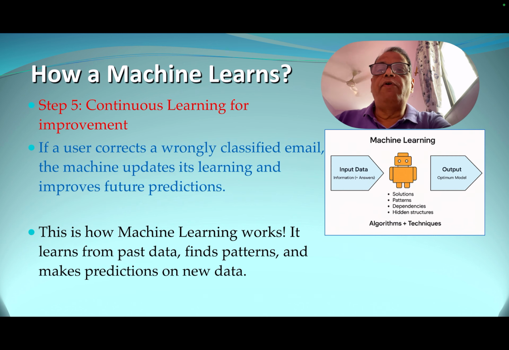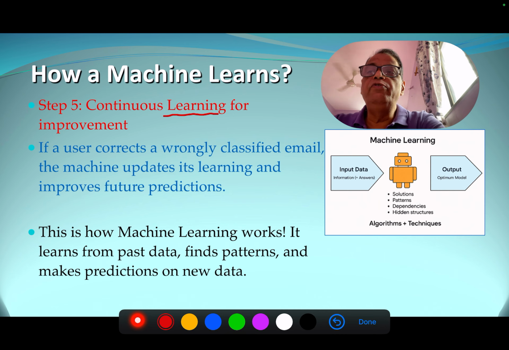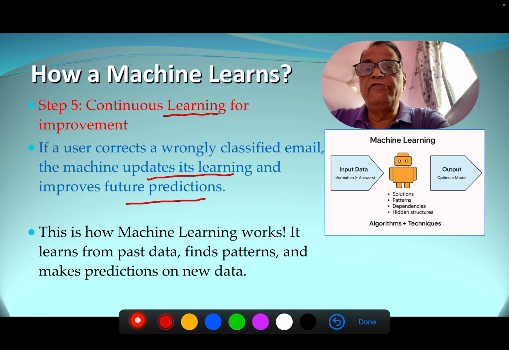Now in step 5, we continue the learning for improvement. So machine learning goes on continuously. If an email is wrongly classified by the machine, the user has the ability to get it corrected. Whenever the user corrects it, the machine will update its learning and improve future predictions. So in future, if the same message appears, the machine will not classify it as spam. So this is how machine learning works.